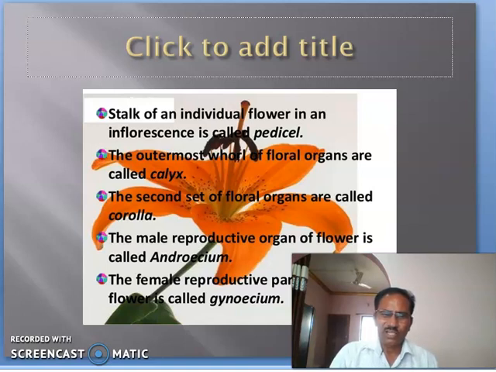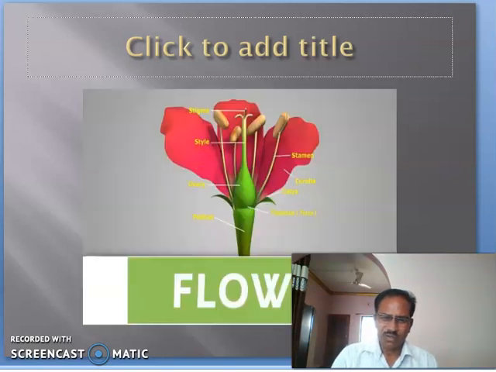The stalk of an individual flower in an inflorescence is called a pedicel. The outermost whorl of floral organs is called a calyx. The second set of floral organs is called a corolla. The male reproductive organ of the flower is called an androecium. The female reproductive part of the flower is called a gynoecium. This is the structure of flower.